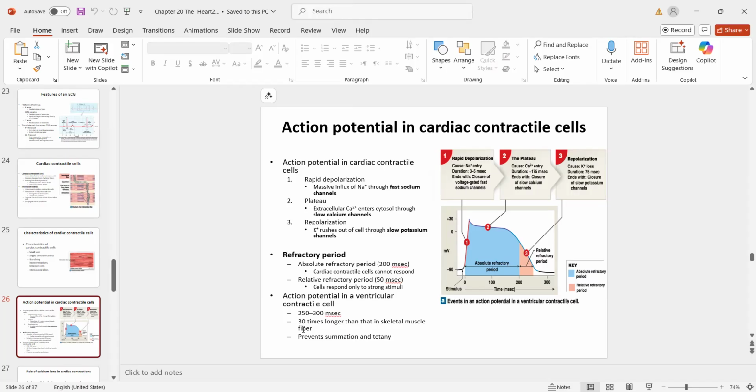50 millisecond relative refractory period. The membrane will respond to a stronger than normal stimulus by initiating another action potential. In total, an action potential in a ventricular contractile cell lasts 250 to 300 milliseconds, about 30 times as long as a typical action potential in a skeletal muscle fiber.